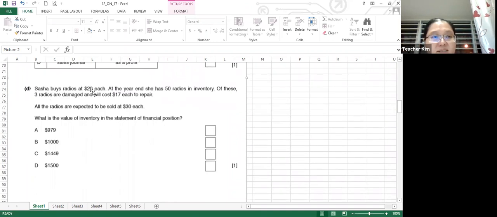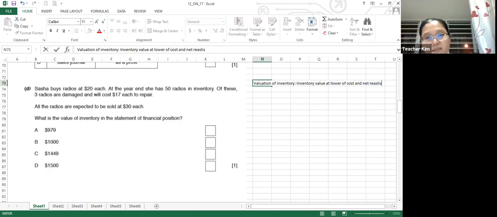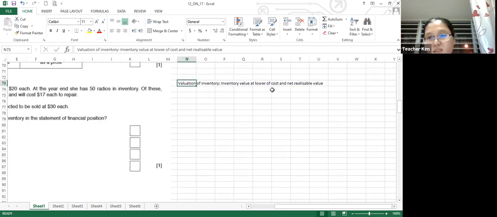Okay, now next, D. Sasa buys radios at $20 each. At the end of the year, she has 50 radios in inventory. Of course, three radios are damaged and will cost 17 each to repair. So under the valuation of inventory topic, valuation of inventory says that inventory is valued at the lower of cost and net realizable value. The word lower means that we have to choose the lower price. And here they have the cost.